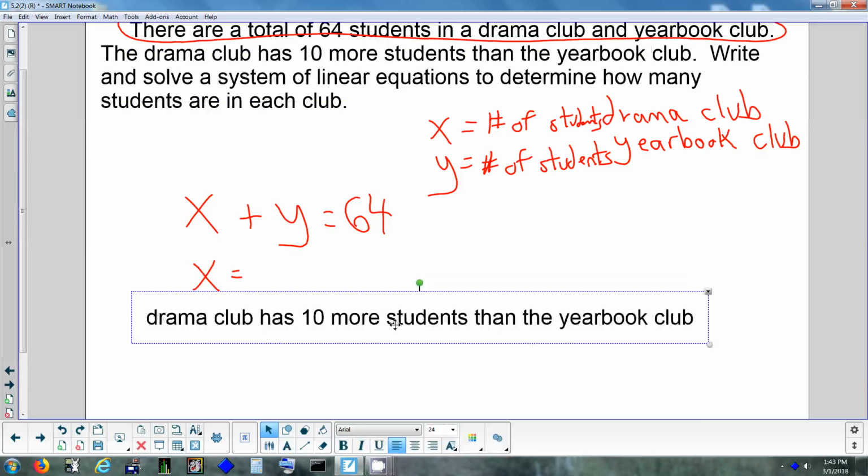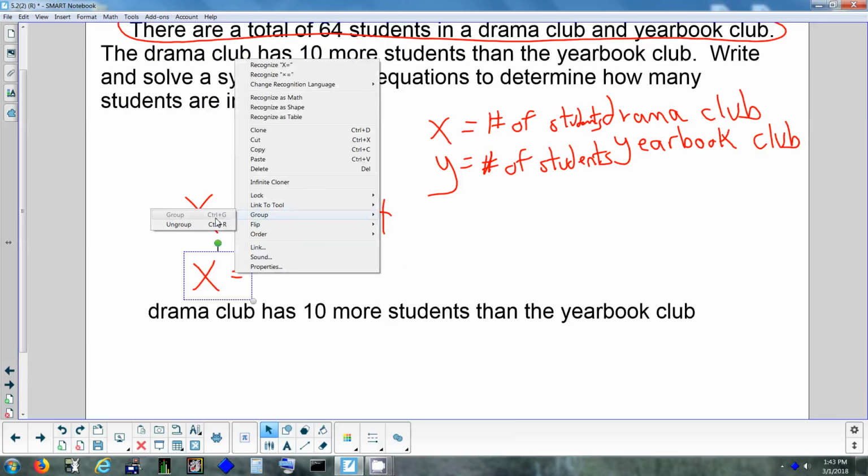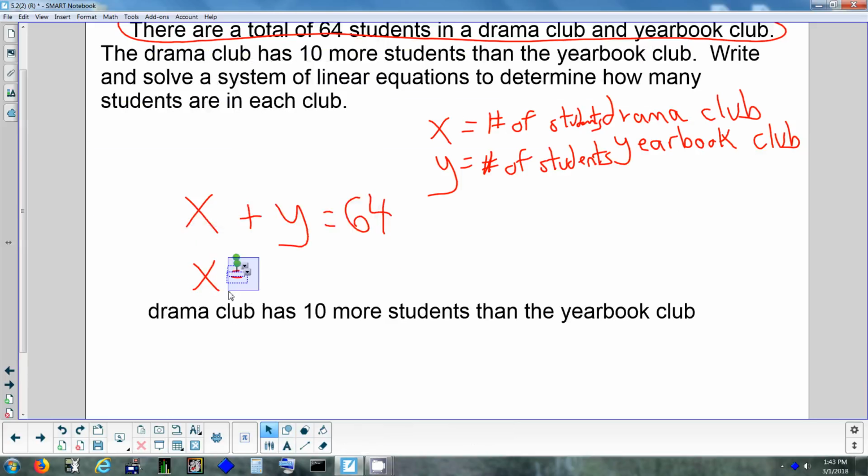Drama club has means equals. 10 more. Write the number 10. Drama club is X, has is equals. What about 10? Would it be 10y? Or would it be plus y? All I'm doing is, if it says 10, I'm gonna write the number 10.